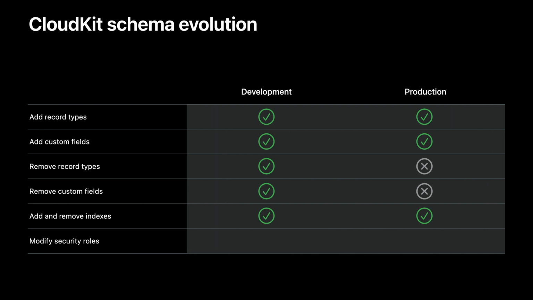Note that it is possible to add and remove indexes in production, and security role settings can be modified too. All of these schema promotion concepts are not new to CloudKit, but the flexibility you get from this new file-based schema declaration means that it's important to review and understand them.